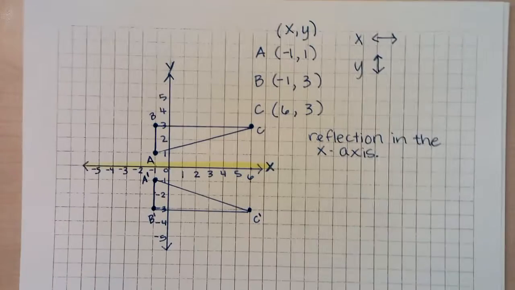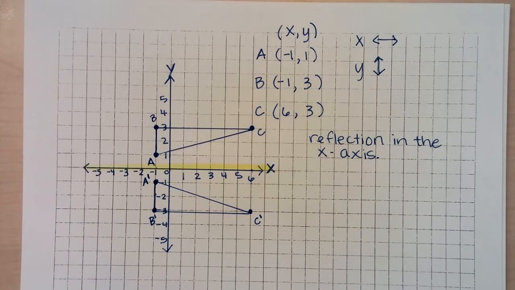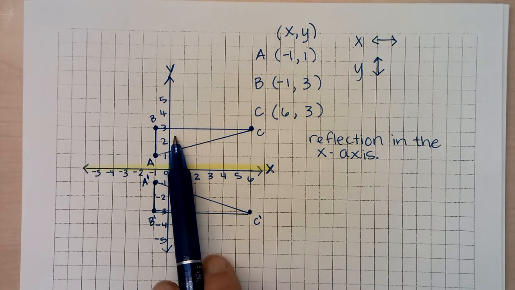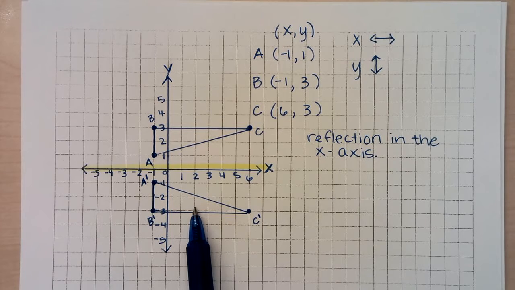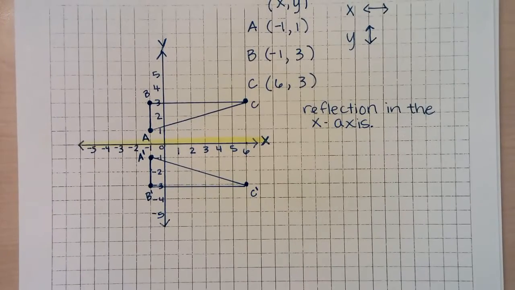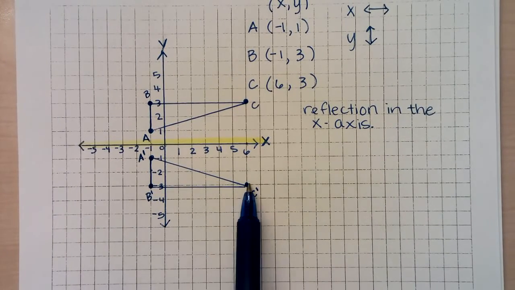Okay, that is the image of this triangle. It's been reflected over the x-axis. And now, what are the coordinates of the image? What are the coordinates of this image?